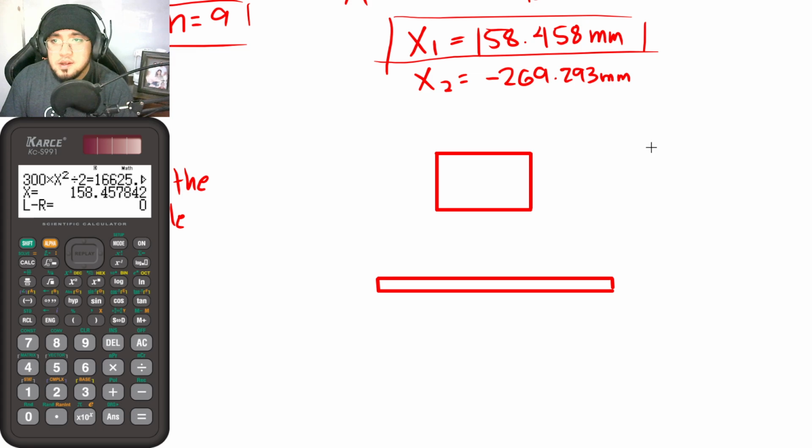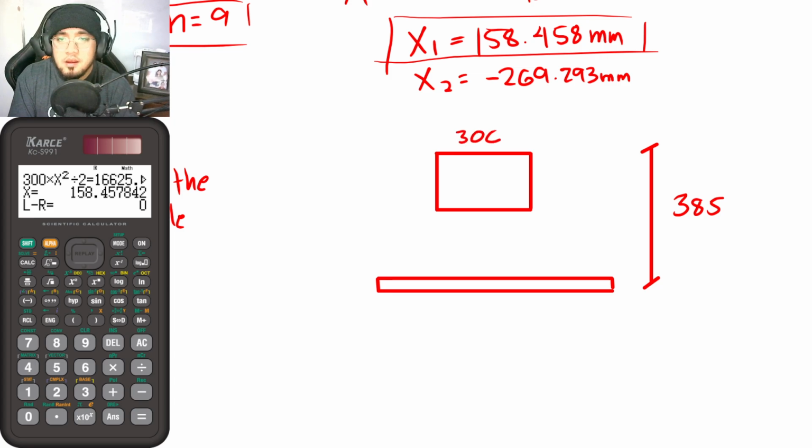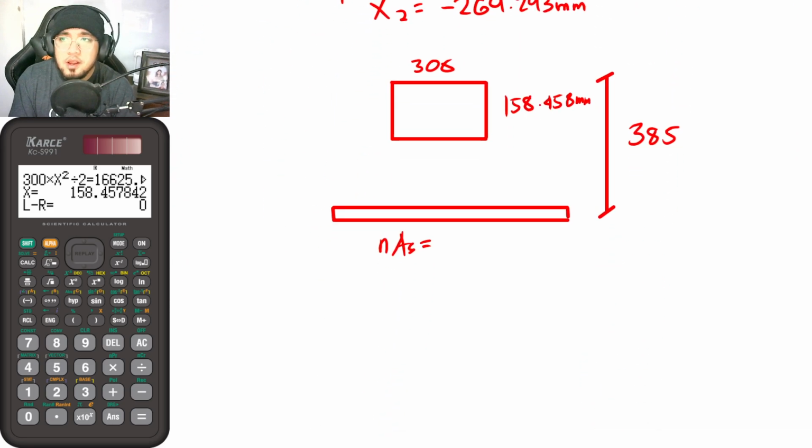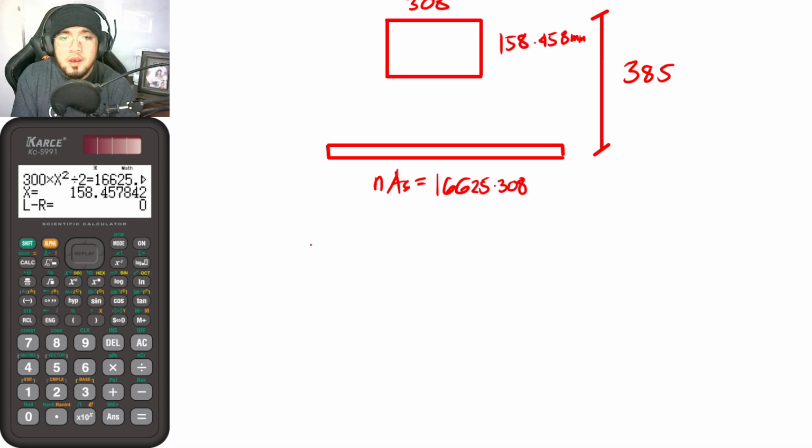Once again, this is still 385. So this is 385. This is 300. And this is now 158.458 mm. And as for this, this is now NAS. And NAS, according to our previous solution, is 16625.308. So 16625.308.